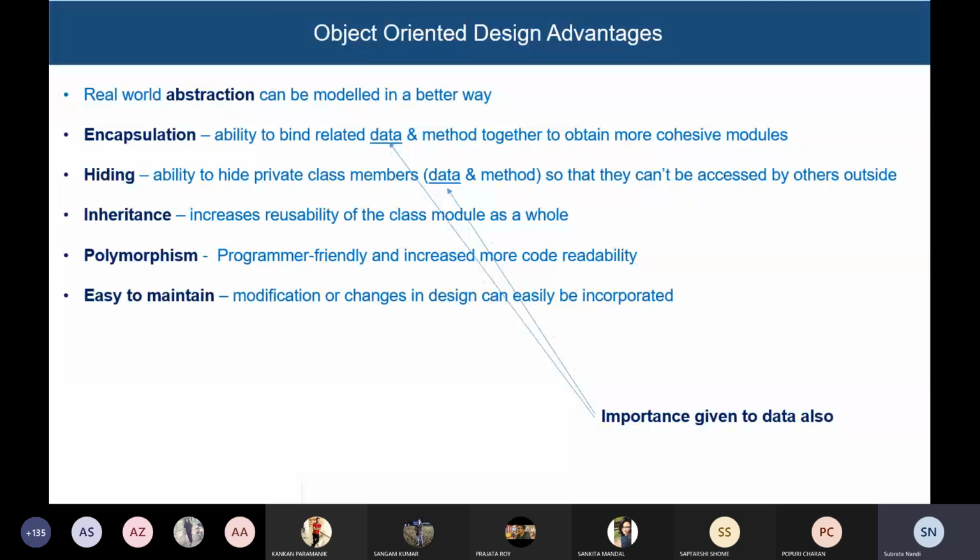To sum it up, the object-oriented design advantages: the real world can be modeled in a much better way. Encapsulation is the ability to bind data and method together to obtain more cohesive modules. Hiding is the ability to hide private class members, whether data or methods, so that they cannot be accessed from outside, so you have more control over data.